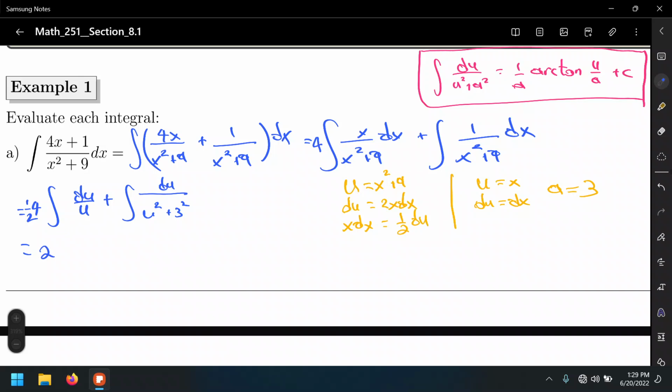And the integral of du over u, what's that integral? Ln. Ln of, in this case, x squared plus 9. And then, okay, I'm going to leave it like this for a second. And then over here, that's going to be plus 1 over a, that's 1/3 arctangent of u over a, plus c.